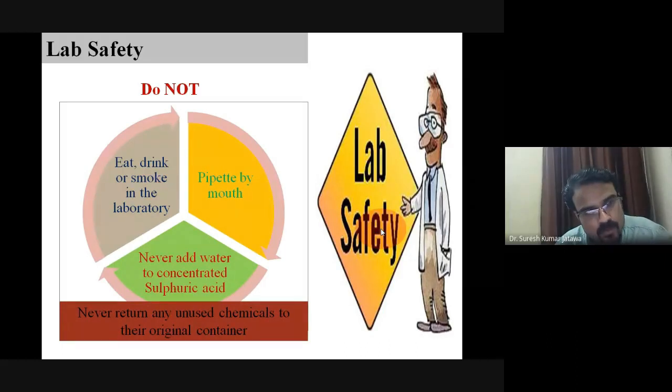By concluding this session, I would like to say something about lab safety. Do not eat, drink, or smoke in the laboratory. Please always remember, do not eat anything in the laboratory, do not drink or smoke in the laboratory. Important thing related with your health: do not pipette by mouth, and never add water to concentrated sulfuric acid. Never return any unused chemicals to their original container. This is a very important thing, a silly mistake we sometimes make.